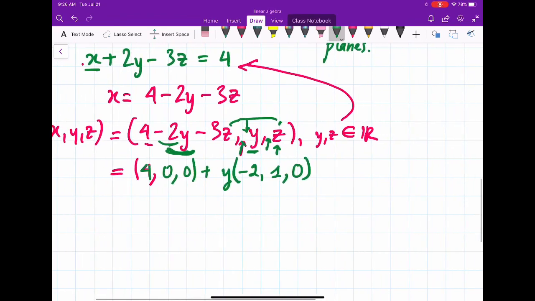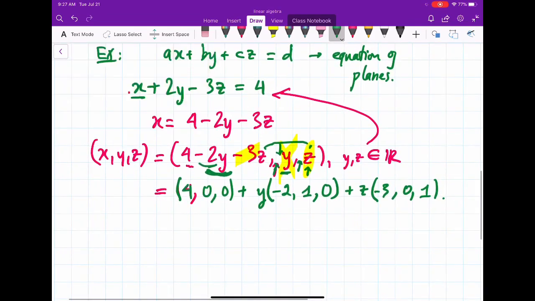Next, we move to z. I write z in here. In the first term, I have -3. So I write -3. In the second term, I don't have any z. I just write 0. In the next term right here, I have 1z. You see? I have 1z, so I write 1. Okay? It is interesting, right?